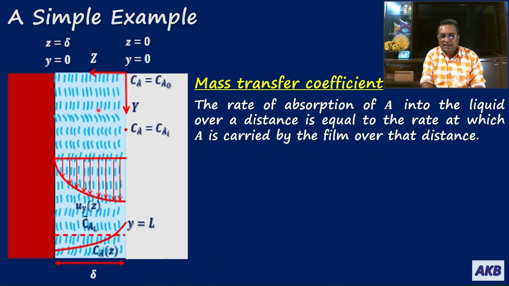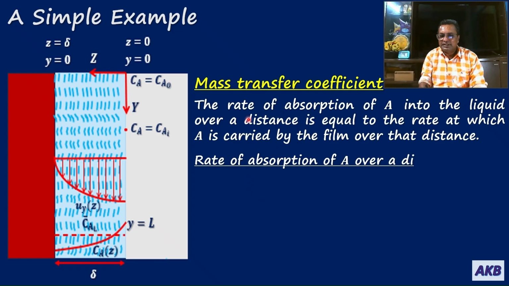So as A gets absorbed into the liquid and the liquid moves through a certain distance, the rate of absorption is equal to the rate at which A is carried by this liquid over that distance. We are going to use this fact to get the equation for the mass transfer coefficient. I hope this is clear to you. If you have any doubt, please mention that in the comment section.